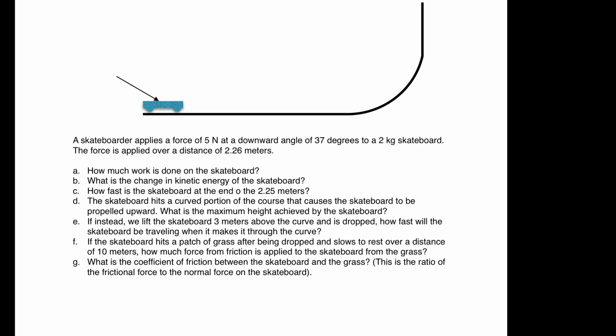They're telling me how much force, the angle they apply the force, how far they apply the force, and the mass of the skateboard. So I have a whole bunch of stuff. There are other forces acting on the skateboard. There's a normal force, there's weight, but the work done on the skateboard is just going to be the applied force, 5 newtons, times the displacement, 2.26, times the cosine of the angle between the force and the displacement, 37 degrees. That's our definition of work. So 5 times 2.26 times cosine of 37 equals, I get about 9 joules.